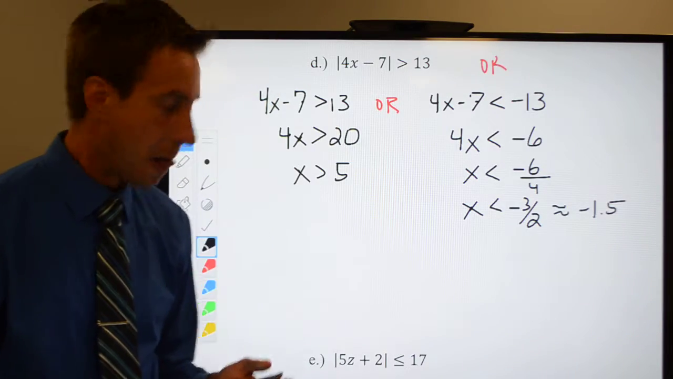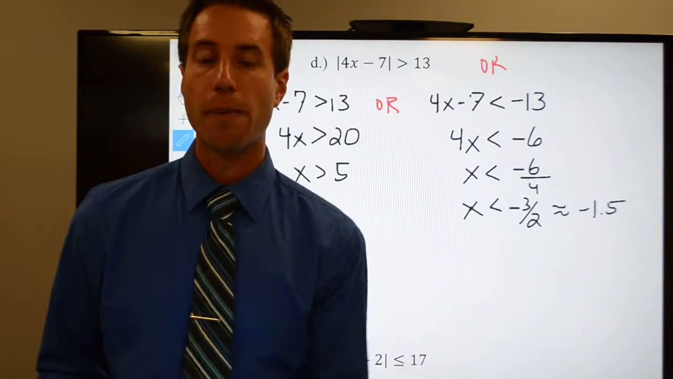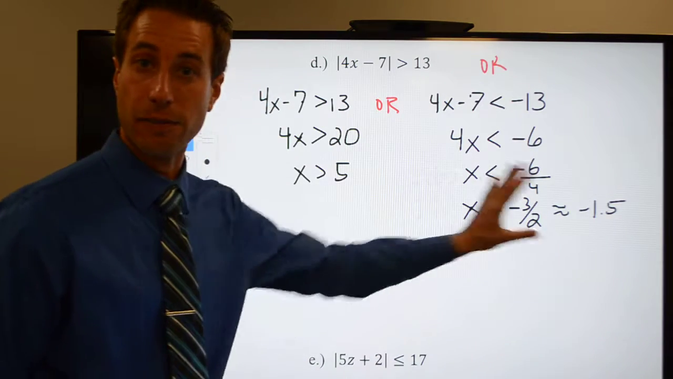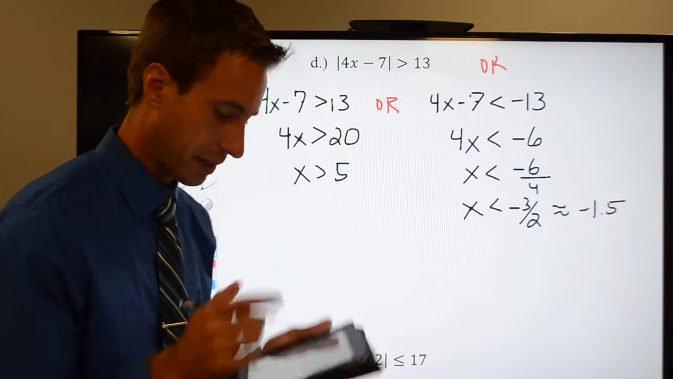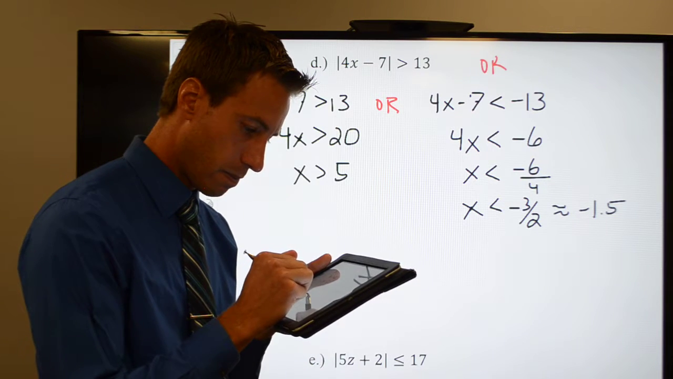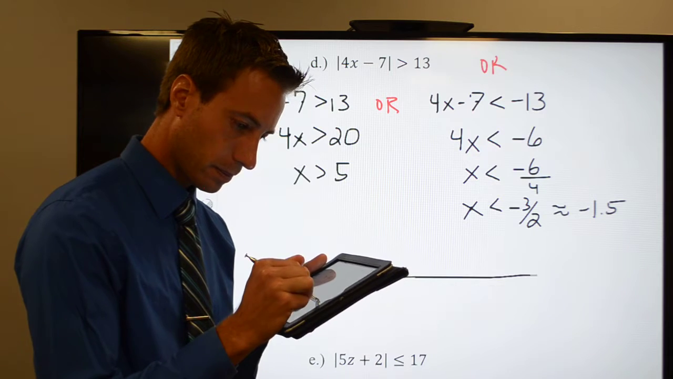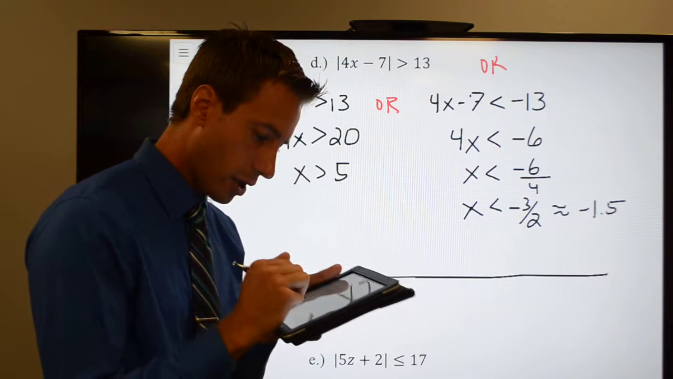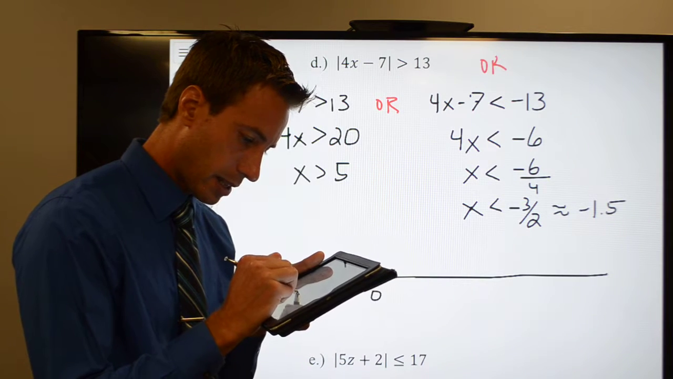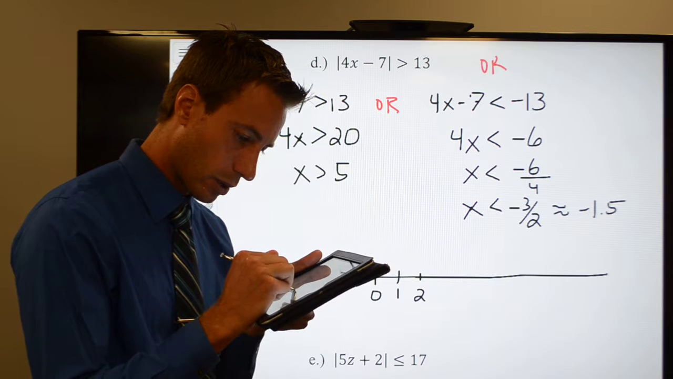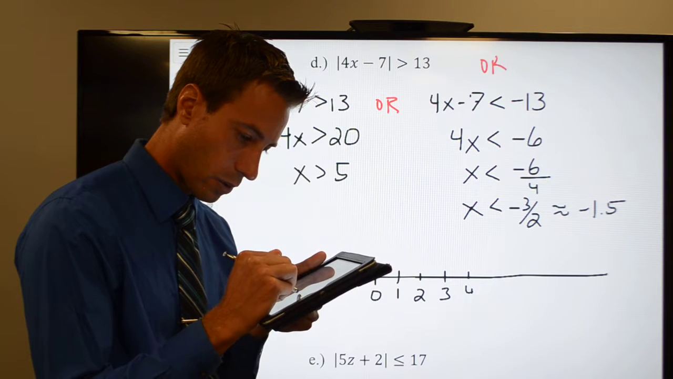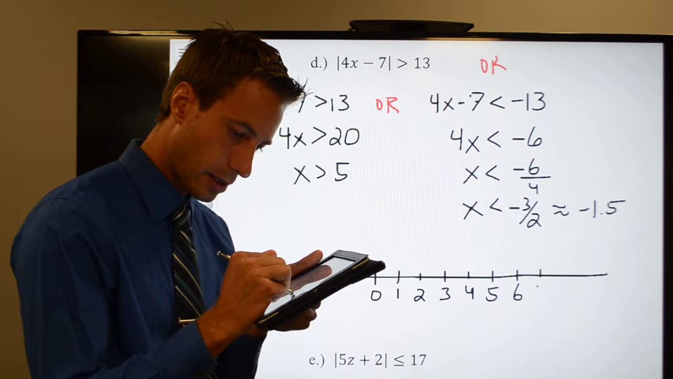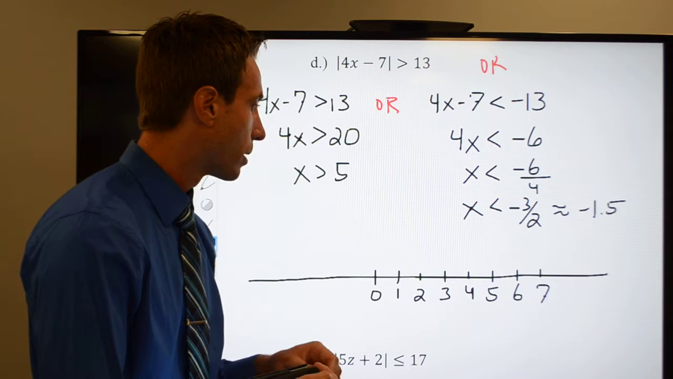Negative 1.5. There's no way to write an or compound inequality in set builder notation. It just doesn't work out. So I now have my inequalities. We go straight to graphing them. Okay, let's see here. I think actually I can fit all of this on, so we're going to do 0. And then we're going to have 1, 2, 3, 4, 5, 6, 7. That should be far enough going in the positive direction.